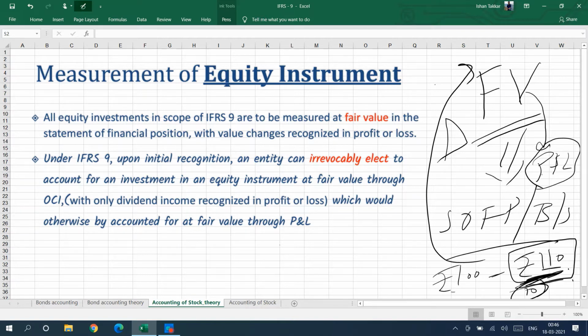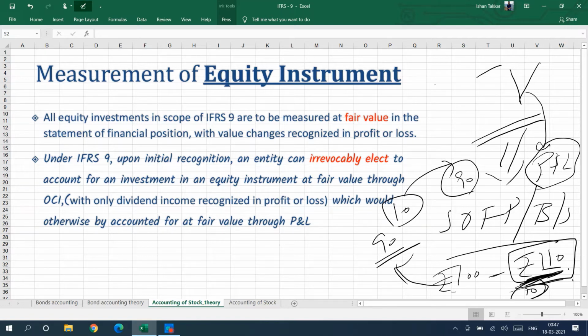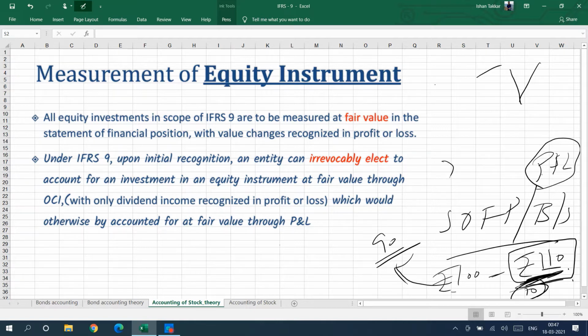And if the price reduces from 100 to 90, you will be reporting a 10 rupee loss for that period and showing your investment at 90 rupees. So that is the basic idea. It's very simple, nothing critical. But it also gives an option, and that is an irrevocable option.